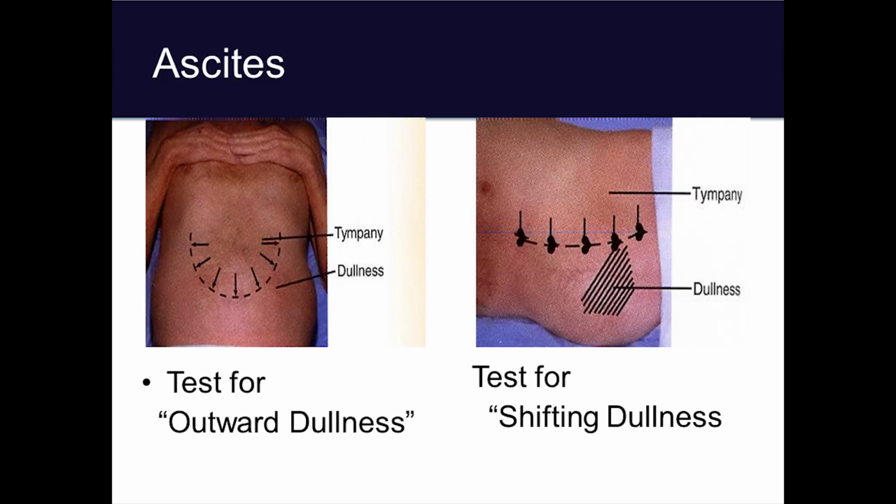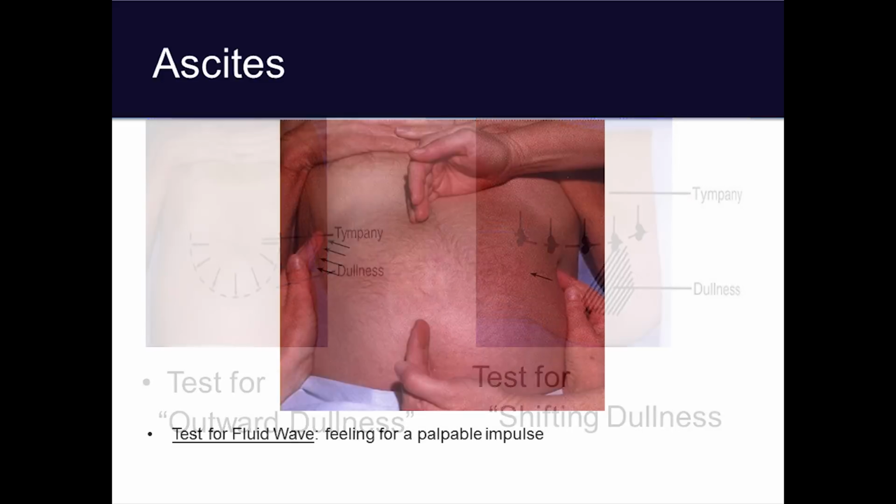So after mapping out the borders of tympany and dullness, you want to ask the patient to turn on one side and percuss and mark the borders again. In a person without ascites, the borders between tympany and dullness should remain relatively constant.